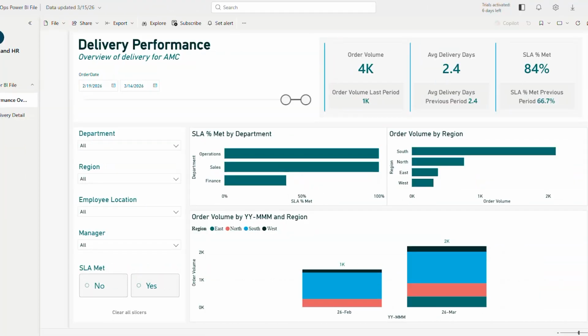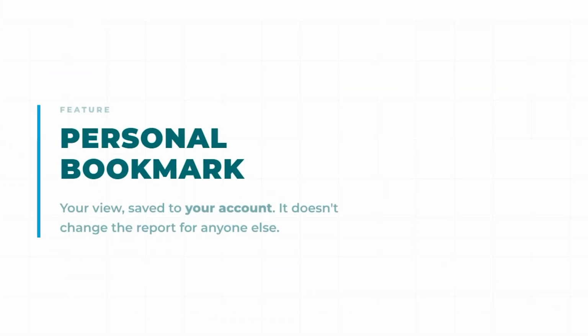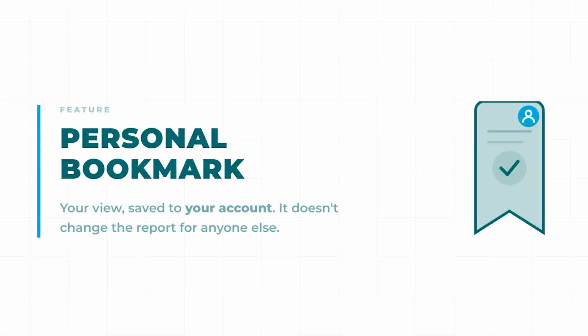Right, so let's make sure that we get the basics out of the way quickly because this is the part that's really simple. Most people assume that when a report opens in its default view, that's just how it works. I want to show you something called personal bookmarks. This doesn't change the report for anybody else. It's just your view saved just for your account.